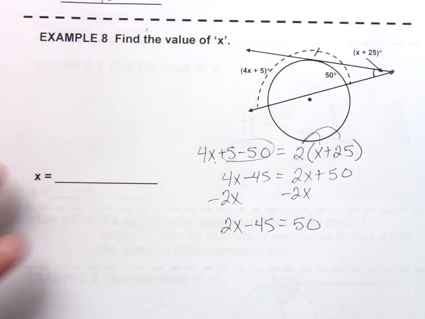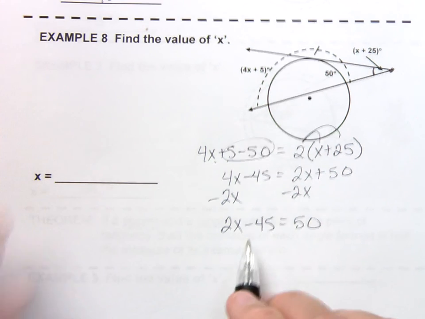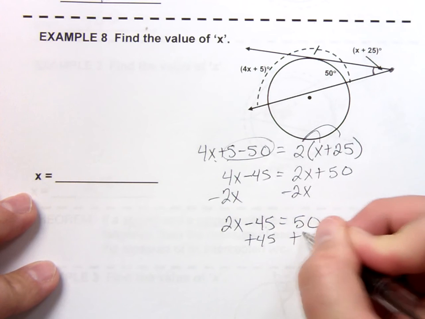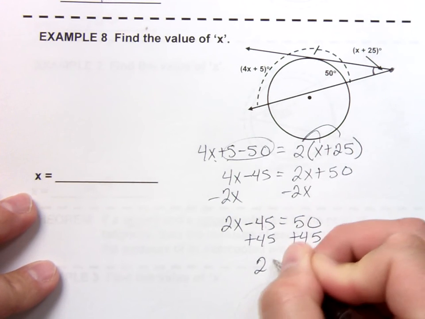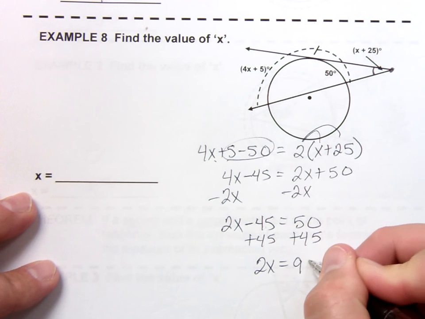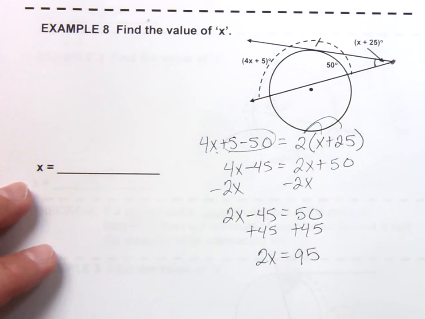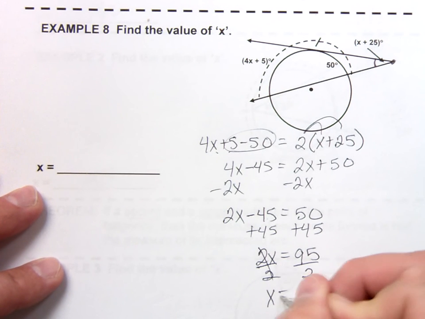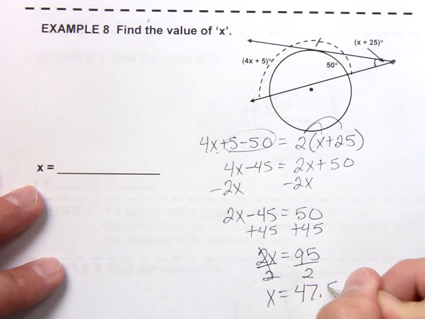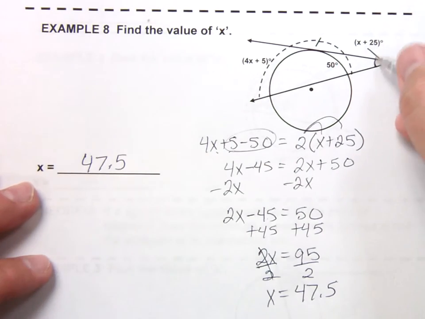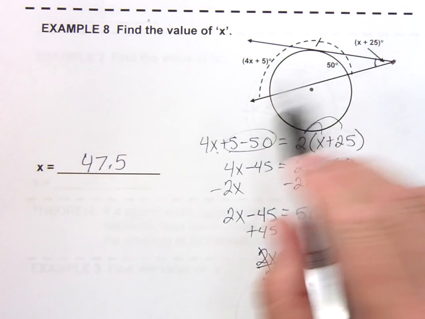Continuing, now I want to try to get x by itself. So I want to get rid of that 45. It was being subtracted, so I'm going to do the opposite, and I'm going to add it. Got rid of that 45. All I have left is 2x. Over here, 50 plus 45 is 95. And then x is being multiplied by 2, so we divide by 2. And x would have to be 47.5 to make sure that that angle is half of the difference between these two intercepted arcs.